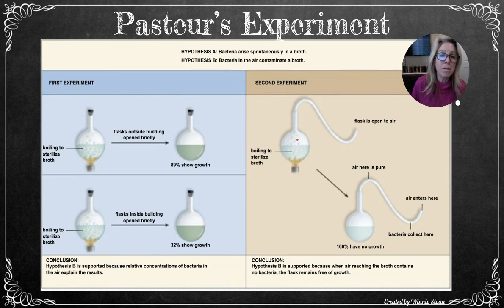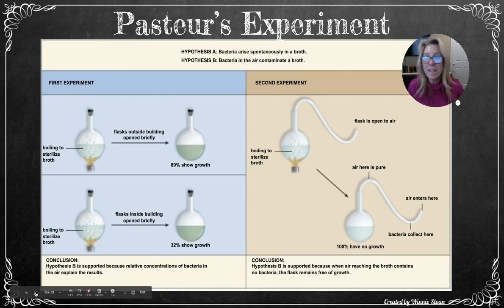The second experiment, the swan neck flask, where he would boil it, no cap at all to interfere with the force of the air. But what would happen is the bacteria would collect in the bottom in this dip and never get into the flask, and they would have no growth. So that supported that bacteria in the air is what contaminated that broth. And I gave you all the notes on that.